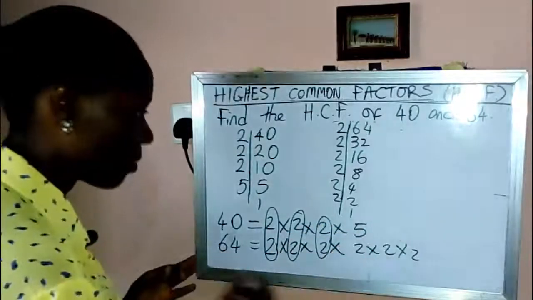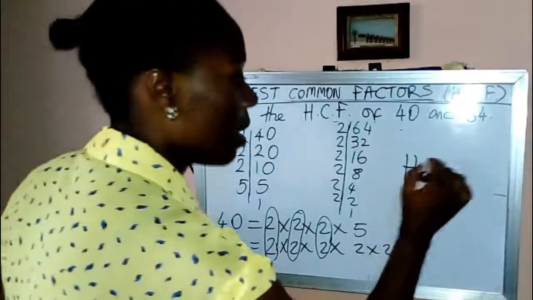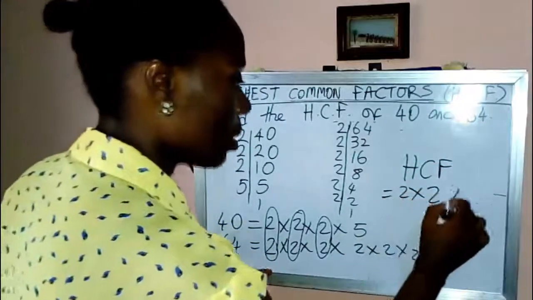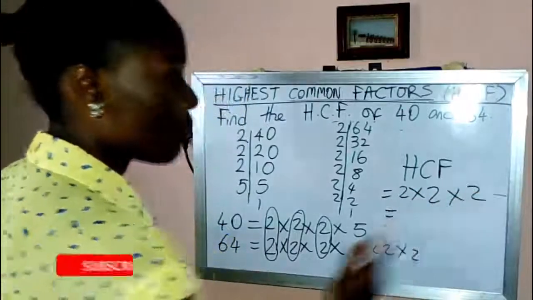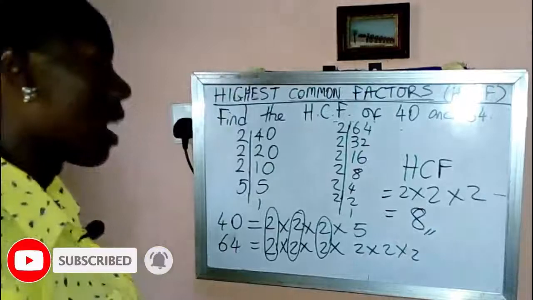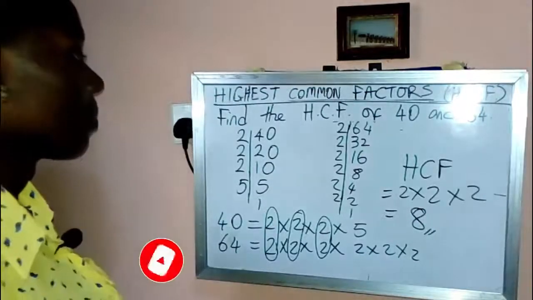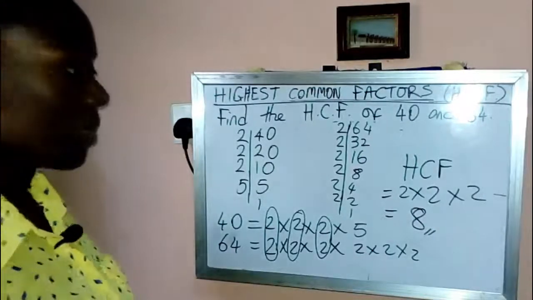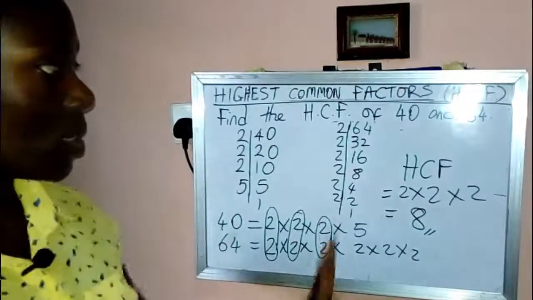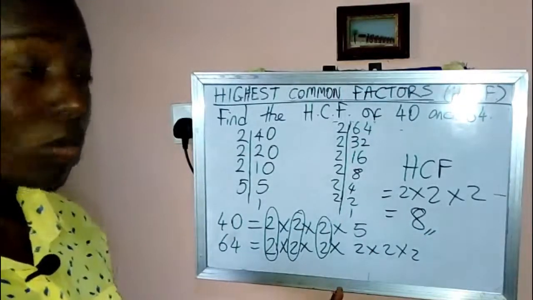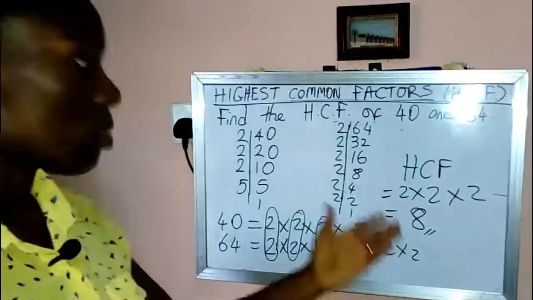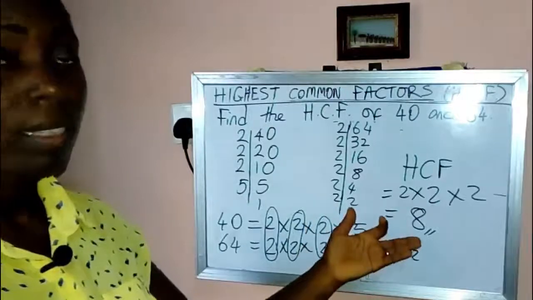So our HCF, we write it here. Our HCF becomes 2 times 2 times 2. 2 times 2 gives us 4, times 2, 8. That's our highest common factor. The highest common factor of 40 and 64 is 8. So this method, whichever method suits you, you may prefer to use the other one or use this one. Whichever way, you must get the same answer of 8.